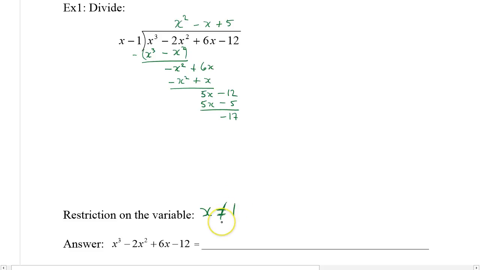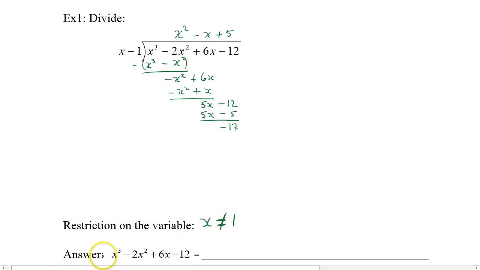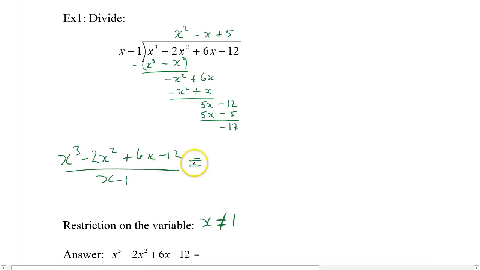All right. And there's different ways of stating my answer. One way to state my answer: x cubed minus 2x squared plus 6x minus 12, divided by x minus 1, is equal to x squared minus x plus 5, and then with my remainder of minus 17 over x minus 1. So that's the one way to do this.